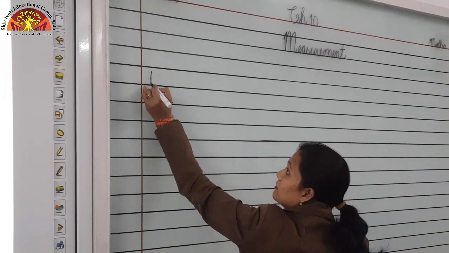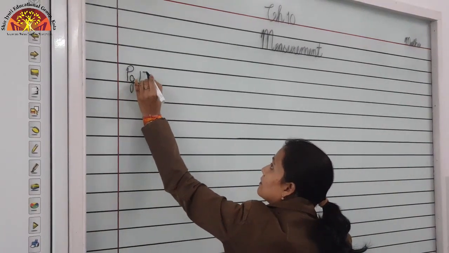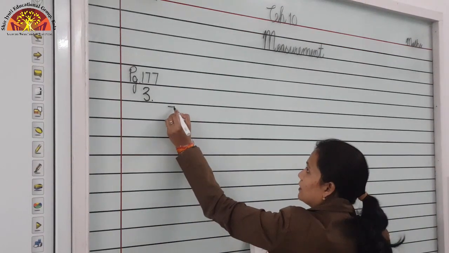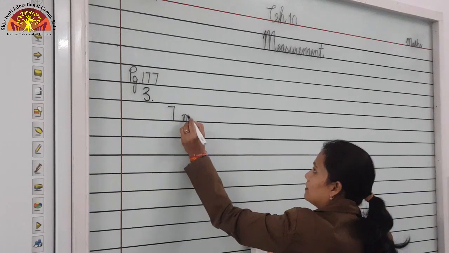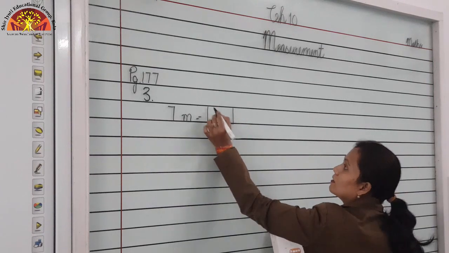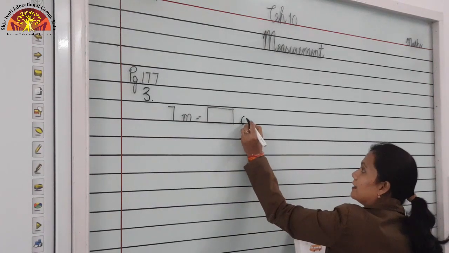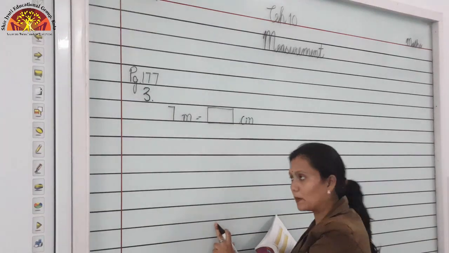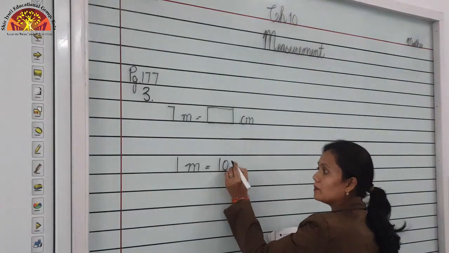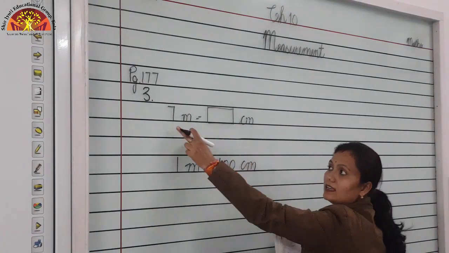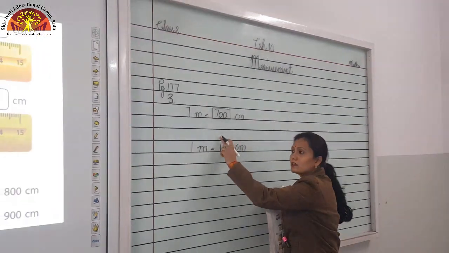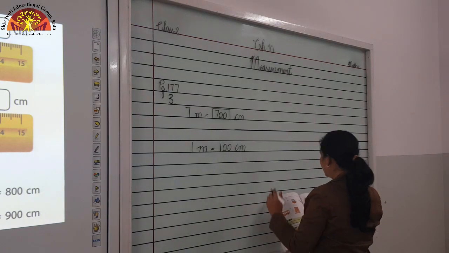Page number 177. Okay, in this we have to fill in the boxes. Here we have given 7 meter is equals to box centimeter. As I have already explained you that 1 meter is equals to 100 centimeter. So we can say 7 meter is equals to 700 centimeter, right? Now see the F1.